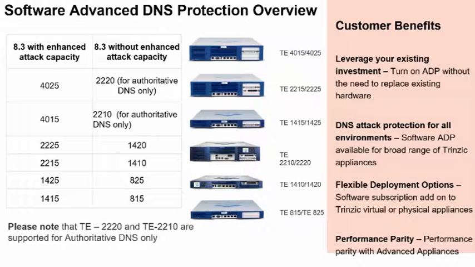So we are able to achieve the performance parity by using the 6WIND product, which allows us to process the packets faster, and then it enables customers to get performance parity with hardware appliances which they used in the past. So next slide, please.